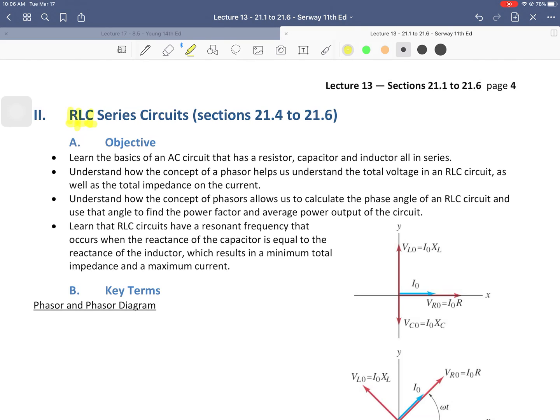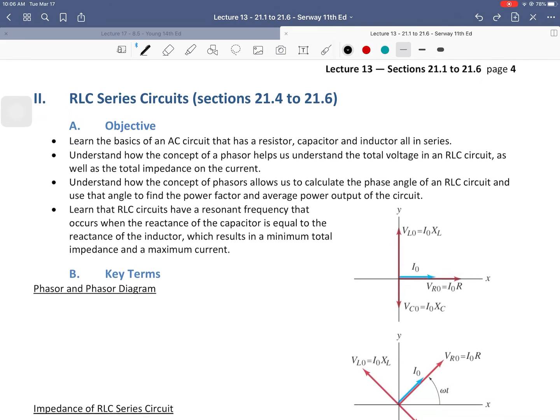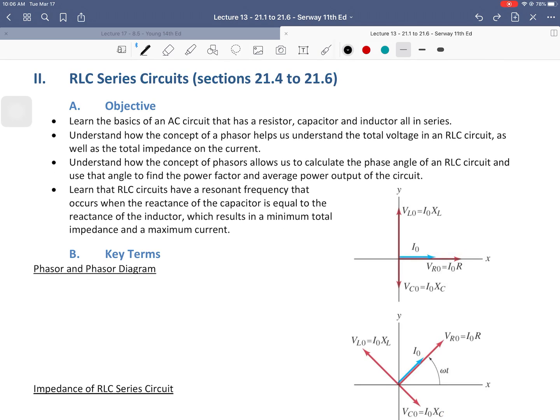So one of each. In this lecture we're going to introduce some key terms, look at some new equations, and do some simple examples. Our objectives are to learn the basics of an AC circuit that has a resistor, capacitor, and inductor all in series. That is the only orientation of those three circuit elements that we'll be discussing.